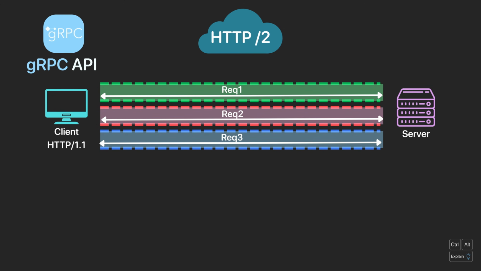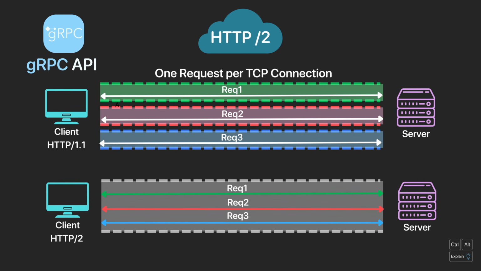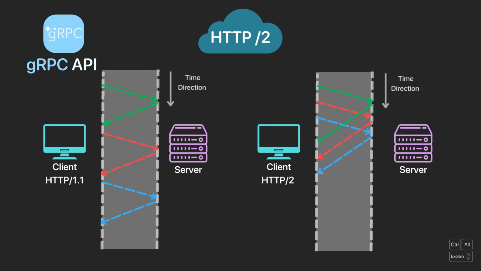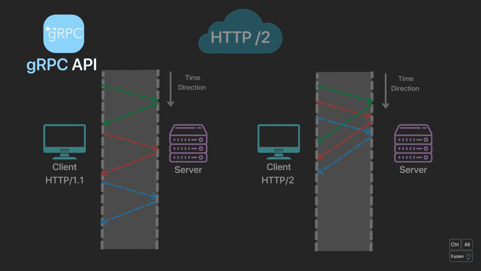gRPC runs on top of HTTP2 instead of HTTP 1.1, and that alone gives it a huge performance boost. With HTTP 1.1, each request basically needs its own connection, and they often get stuck waiting for each other. That's where delays and bottlenecks happen. But HTTP 2 fixes all of this. It lets multiple requests travel over a single connection at the same time, without blocking each other. Every request becomes its own independent stream, so even if one is slow, the others keep moving. This multiplexing dramatically reduces latency, removes head-of-line blocking, and makes gRPC perfect for high-speed, real-time communication. That's why gRPC feels so fast.